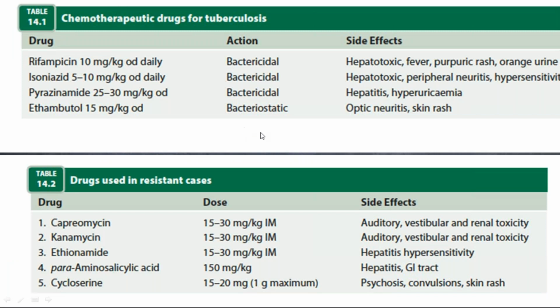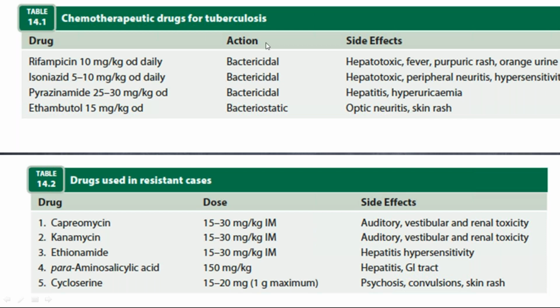So again, what is the dosage, what is the action, and what are the side effects? Rifampicin is 10 mg per kg. It is bactericidal. Side effects are hepatotoxicity, fever, purpuric rash, orangish urine. Isoniazid, again 5 to 10 mg per kg orally daily, bactericidal; hepatotoxic, peripheral neuropathy, and hypersensitivity. And pyrazinamide 25 to 30 mg per kg orally, bactericidal; hepatitis, hyperuricemia. Ethambutol, again, what is the dosage? 15 mg per kg orally, bacteriostatic; optic neuritis, skin rash, all the side effects.